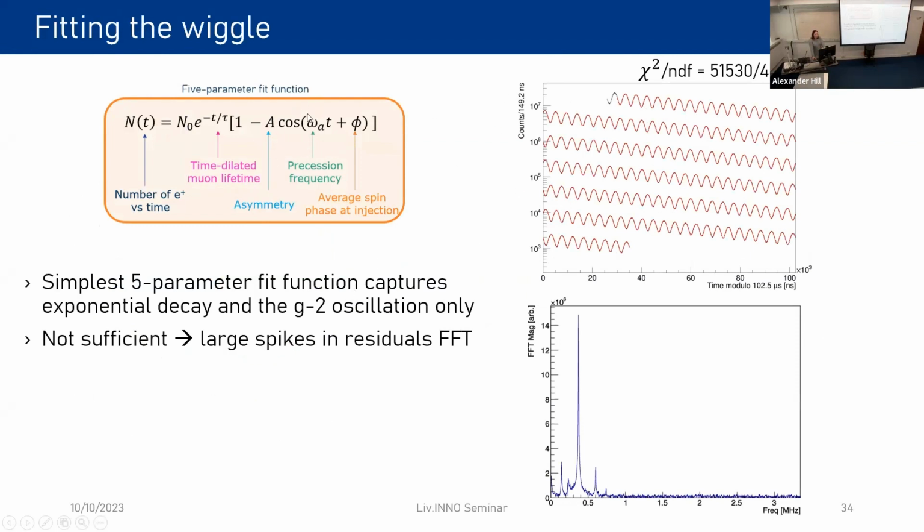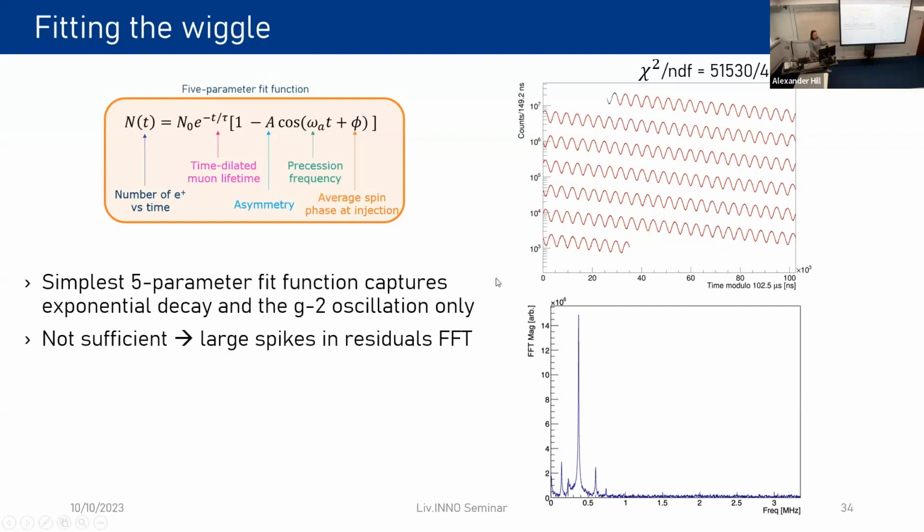But if we only did that fit and extracted omega A, we would not have a very good fit. And actually, if we take an FFT, a fast Fourier transform, of the difference between the fit and the data, you would still see lots of frequencies in this plot. So this is a good indication that you haven't incorporated everything in the data in your fit function. So what we need to do is measure other parameters and include those in the fit to try and reduce these and make sure that we've accurately extracted omega A.